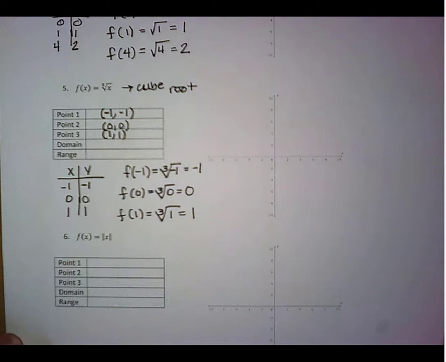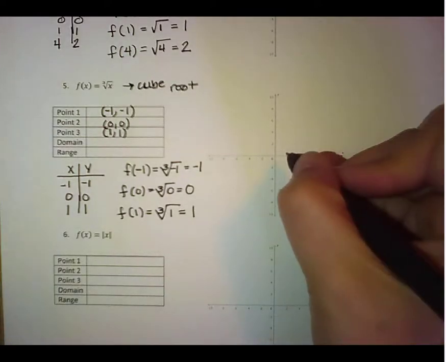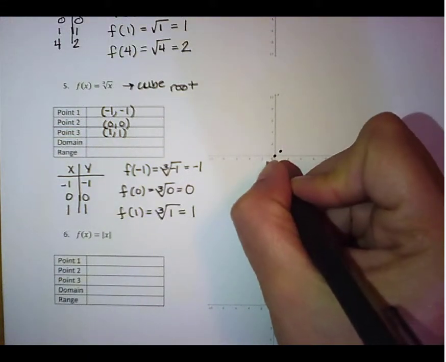Again, these 3 points, you're going to see them happen quite often. They are the same ones we had for f of x equal to x. It's the same 3 points we had for f of x equal to x cubed. And the only difference is the way the graph looks. So we still have the points at 0, 0, +1, +1, -1, -1.